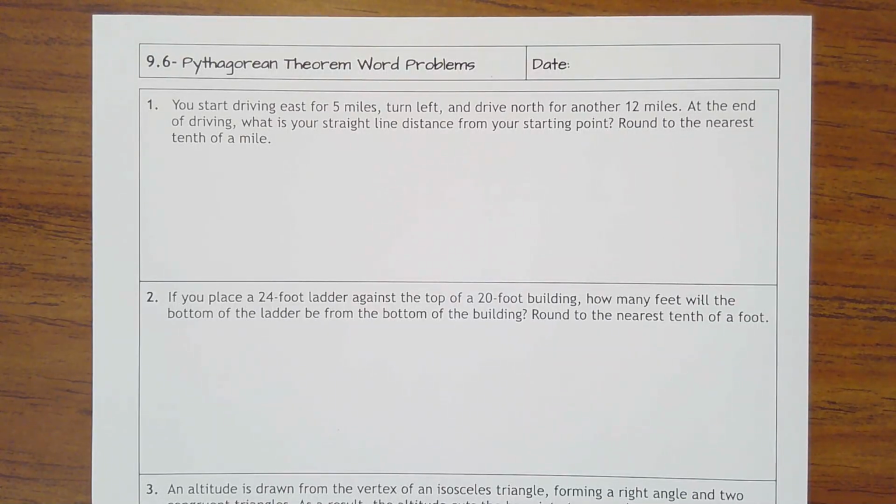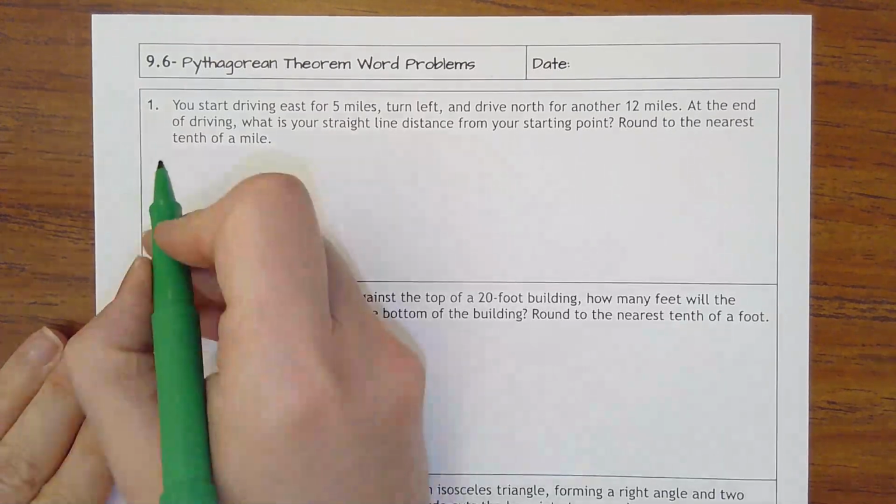9.6, more Pythagorean theorem, but word problems. Yay, our favorite. You start driving east for 5 miles, turn left, and then drive north for another 12 miles. So let's talk about our directions.